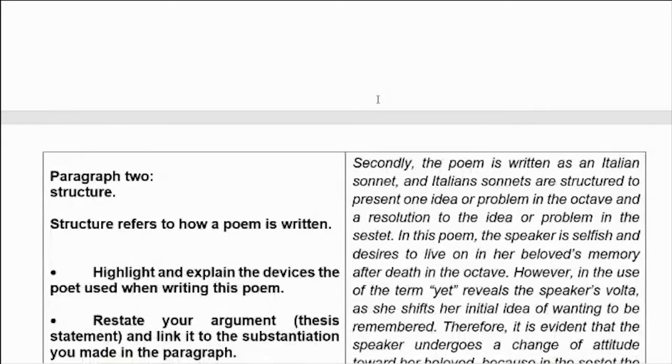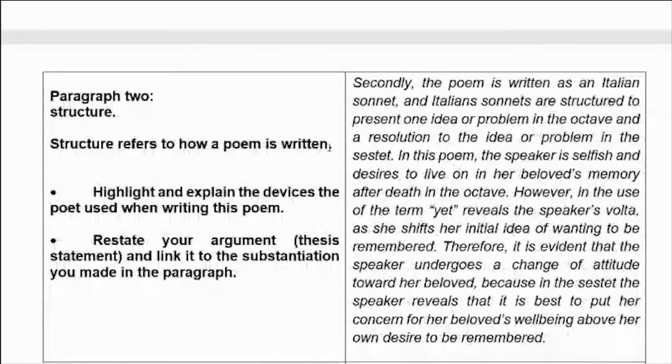Okay, cool. Let's continue. Structure. Now, structure refers to how the poem is written, right? What style did the speaker use when writing this poem? We know this poem is an Italian sonnet, and Italian sonnets use a specific structure, right? But if this was a different poem, you would look at the rhyme scheme, or the enjambment, right? Or you would look at how many lines are in the poem and why. Are the stanzas the same or different, or things like that? Ultimately, just look at how the poem is written. What did the writer use?